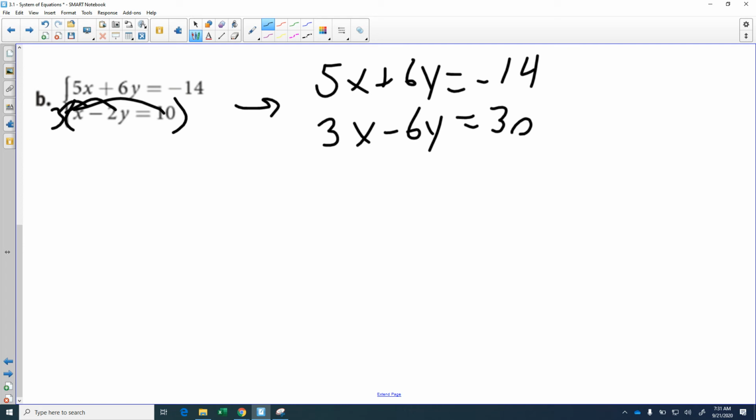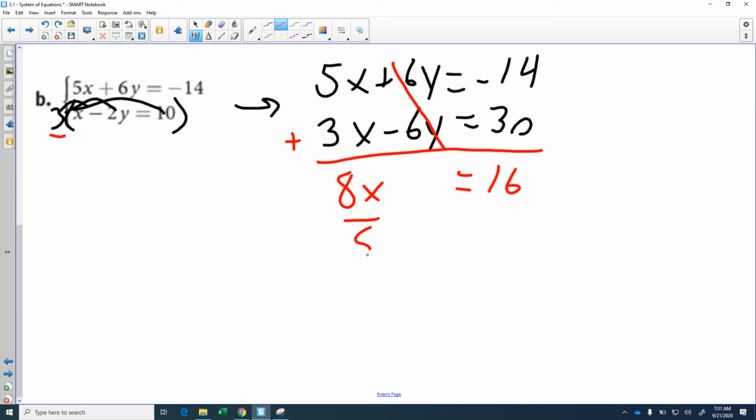Now, if you notice, look what happened to my y's in my new equation. By multiplying by 3, I have two values, each with the same number with opposite signs. At this point, I can take that step again and add them together. This becomes 8x. These two would cancel, and that's going to be equal to 16. Or in other words, after we divide out the 8, x equals 2.